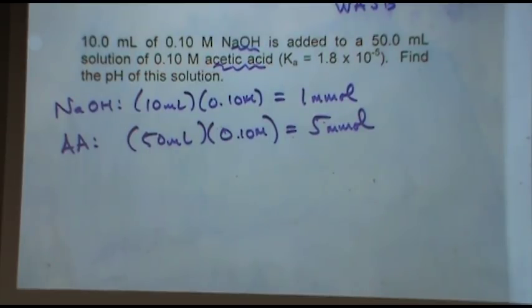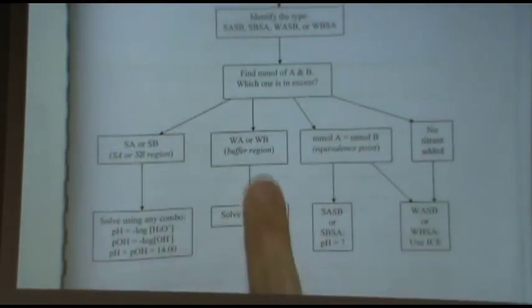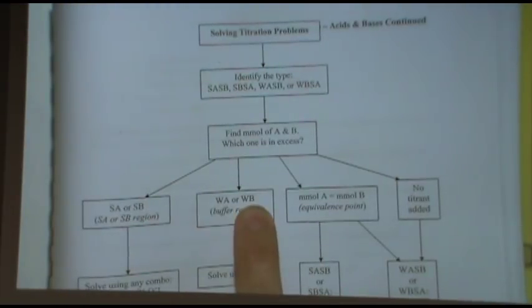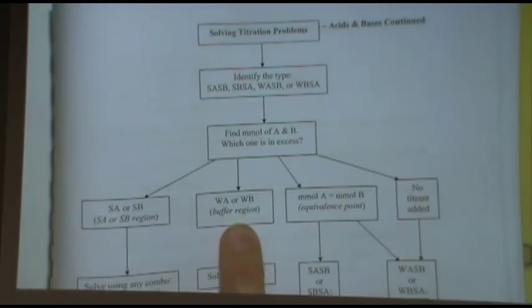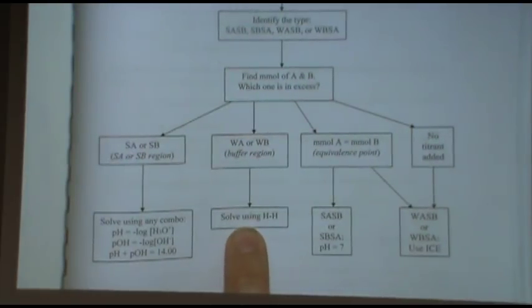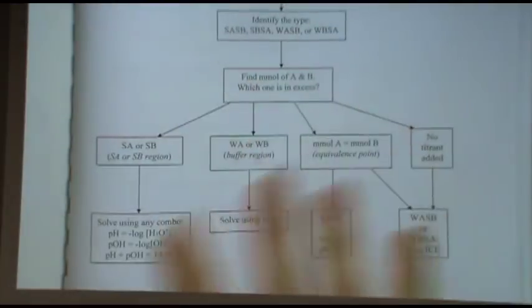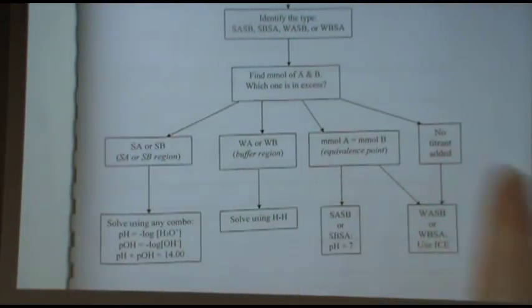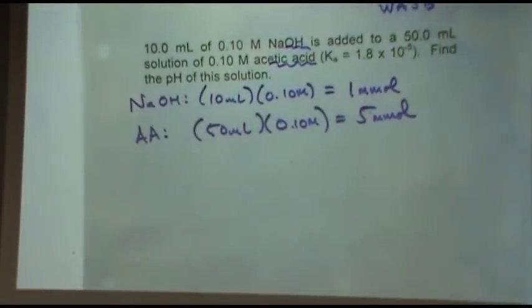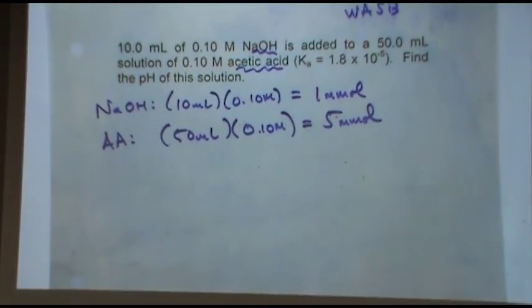The weak acid, so we call this region the buffer region. So I'll go back to that in just a second, but you can see that the weak acid or the weak base, either, is in excess, that's a buffer region. You're going to use the Henderson-Hasselbalch to solve it. So you would approach all of these the same way, you just need to know what is in excess. Okay, so the weak acid is in excess.